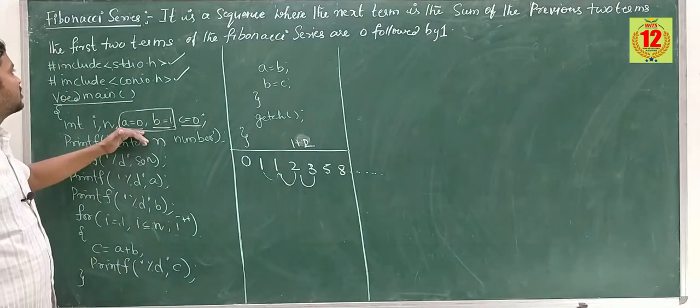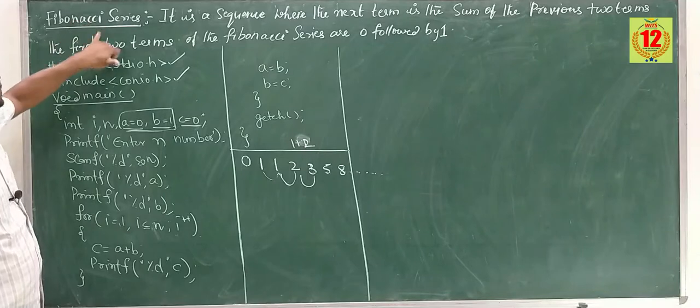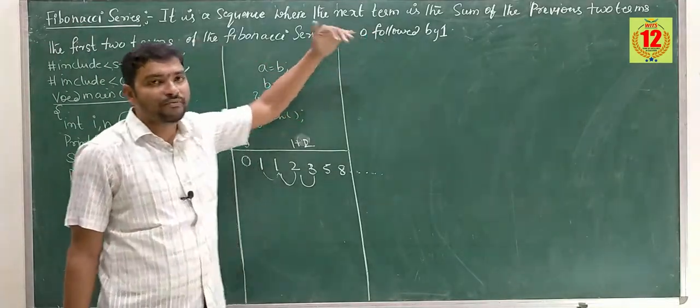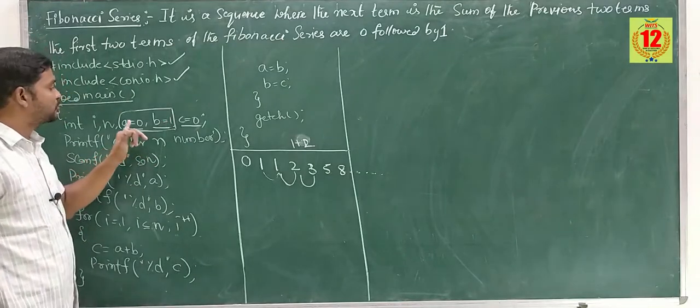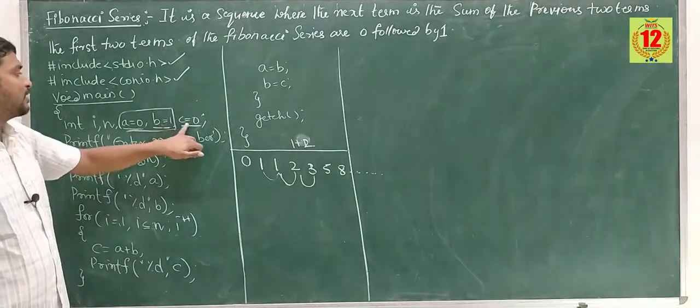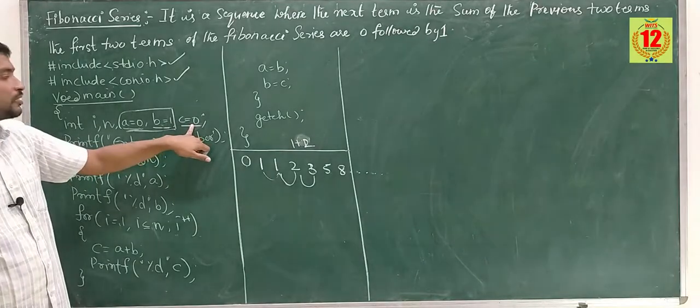So here I have given a is equal to 0 and b is equal to 1. We are taking these values because the first two terms of the series are 0 and 1. It is a default. That's why I am using two initial values, a is equal to 0 and b is equal to 1. Let's take one more variable, with initial value c is equal to 0.